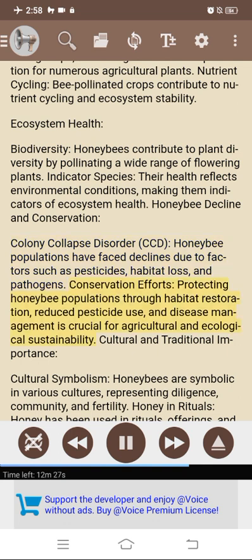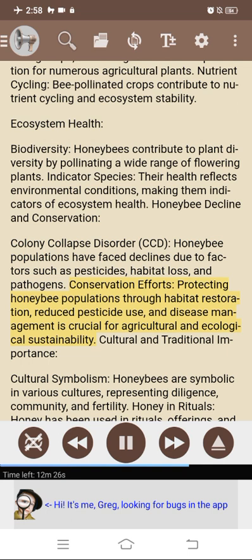Protecting honeybee populations through habitat restoration, reduced pesticide use, and disease management is critical for agricultural and ecological sustainability. Cultural and traditional importance. Cultural symbol. Colony collapse disorder, CCD. Honeybee populations have faced declines due to factors such as pesticides, habitat loss, and pathogens. Conservation efforts. Protecting honeybee populations through habitat restoration, reduced pesticide use, and disease management is critical for agricultural and ecological sustainability. Cultural and traditional importance. Cultural symbolism. Honeybees are symbolic in various cultures, representing diligence, community, and fertility.